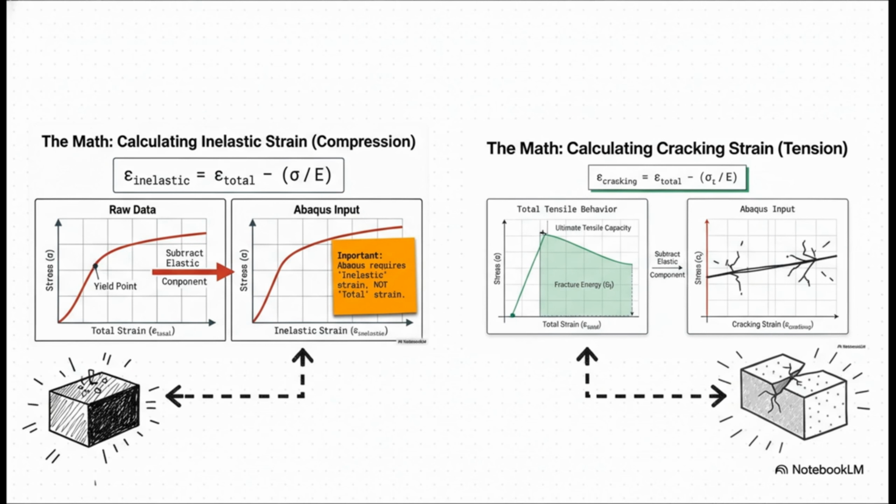Okay, this is a huge one, so please pay close attention. ABAQUS does not want your total strain data. You have to do a little bit of homework first. For the compression side, you need to calculate what's called inelastic strain, by basically removing the springy elastic part. And for tension, you do the same thing, but it's called cracking strain. Trust me, this is one of the most common spots where things go wrong.